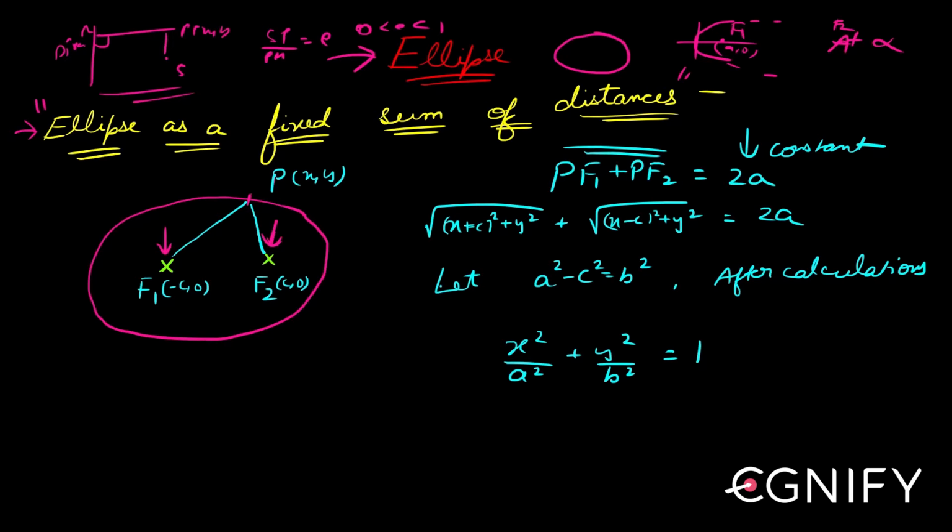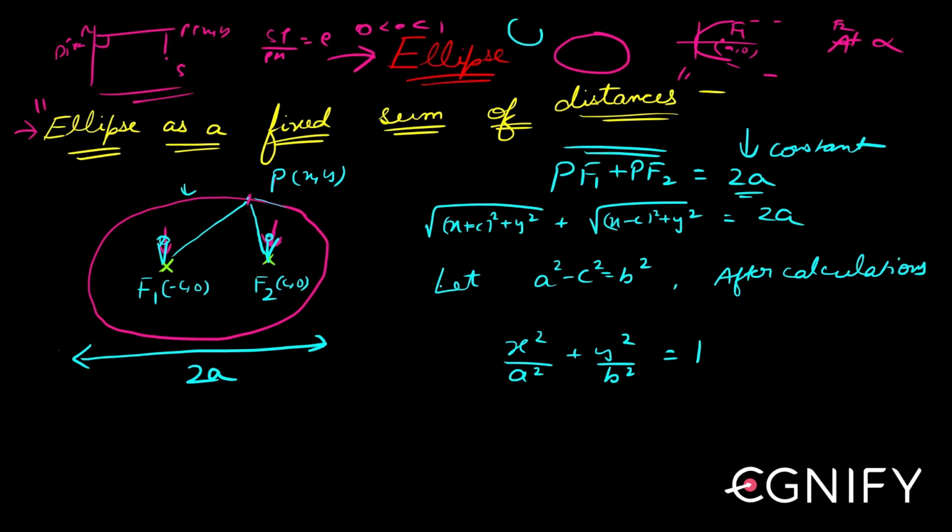So basically you can imagine it like this. If I fix two nails here, and I tie a thread and move the thread around, it will move like an ellipse. And what is this 2a? This 2a will be the length of the major axis.